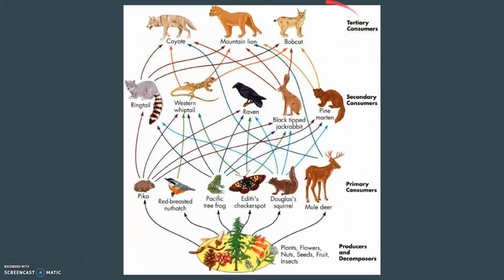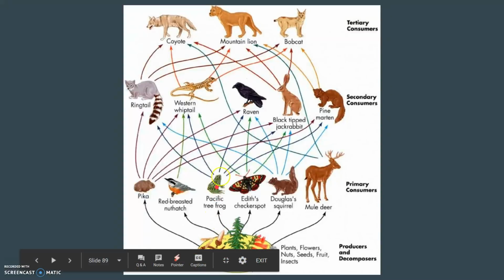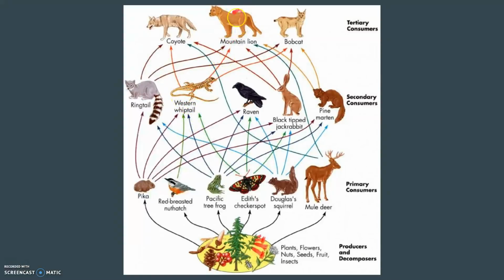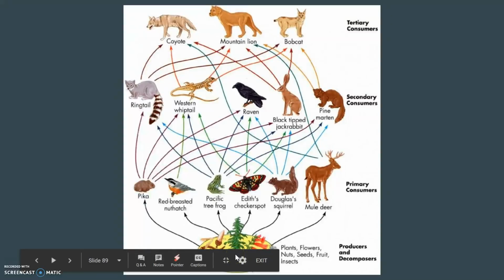Now tertiary just means 3rd level consumers, coyote, mountain lion, bobcat. These guys eat the things that ate the plants. So let's start down here again. The Pacific tree frog goes into the western whiptail's belly. The western whiptail goes into the mountain lion's belly. So let's jump. 1, 2, 3, 3rd level consumer.